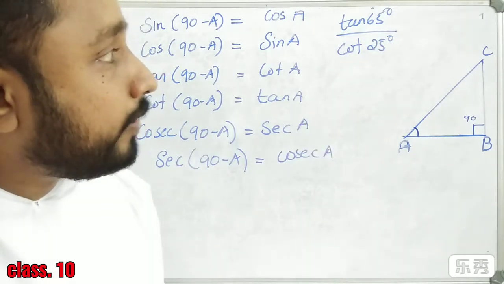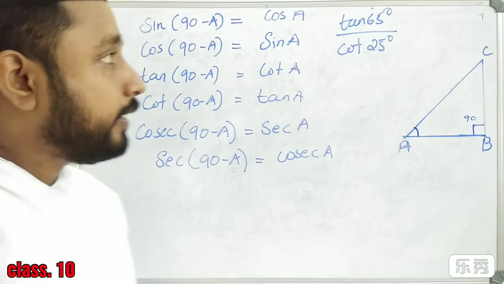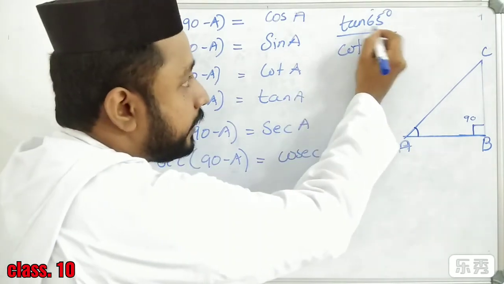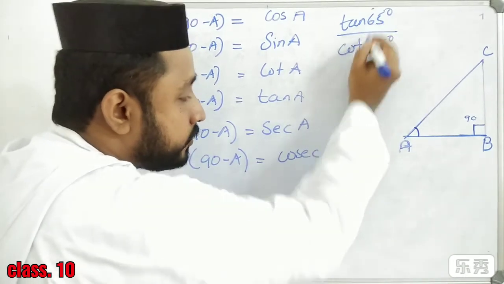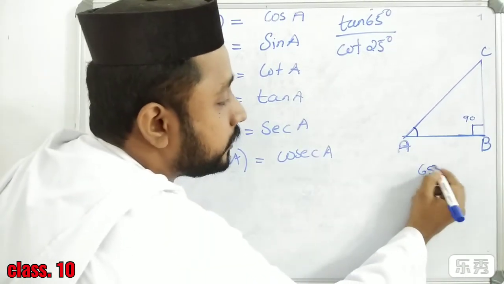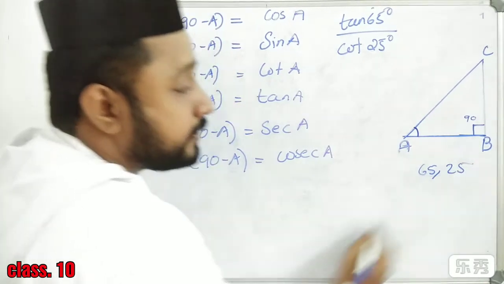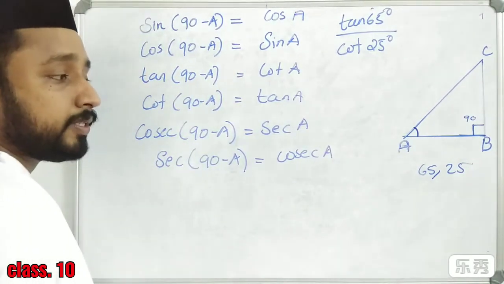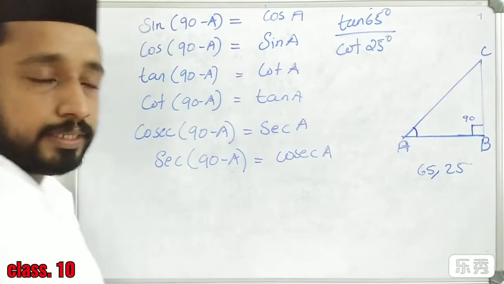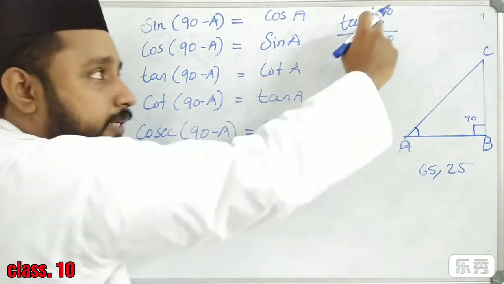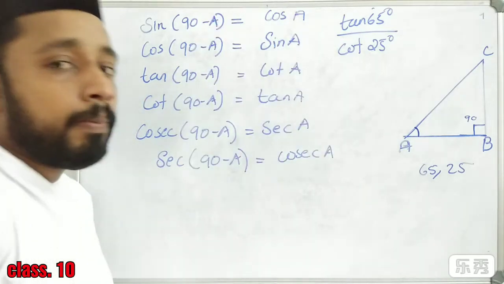Tan 65 divided by cot 25. Here the angle is 65 degree, here 25 degree. So when we consider these two angles, 65 and 25, what is their sum? 65 plus 25 is 90 degree. So we can say that 65 and 25 are complementary angles.